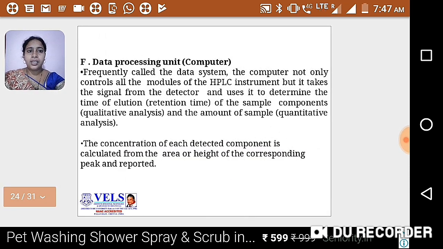Next is the data processing unit or computer, frequently called the data system. The computer not only controls all the modules of the HPLC instrument, but it takes the signal from the detector and uses it to determine the time of elution, that is retention time of the sample components, that is called qualitative analysis, and it also can detect the amount of sample, that is quantitative analysis. The concentration of each detected component is calculated from the area or height of the corresponding peak and reported.